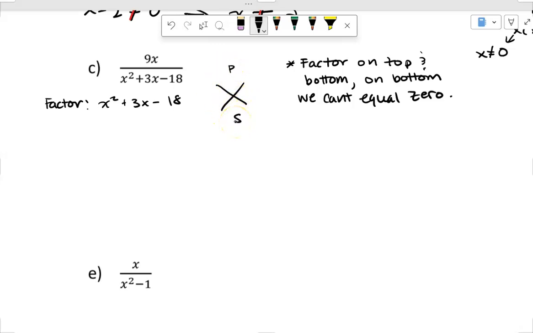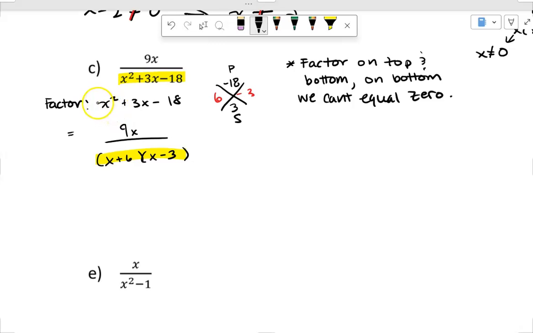What multiplies to negative 18 and adds to positive 3? Well, this is part of the homework assignment you did for Intro to P6. You've already done the work and you know the answer is 6 and negative 3. Factored form here is going to be 9x on top, but on bottom, I'm going to rewrite x squared plus 3x minus 18 in factored form. X plus 6, x minus 3.